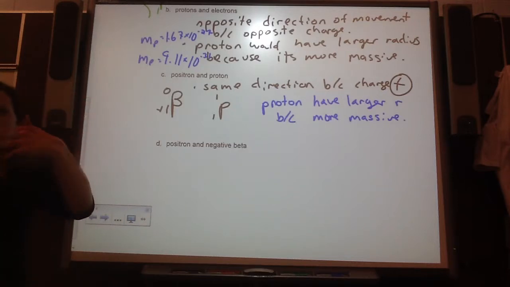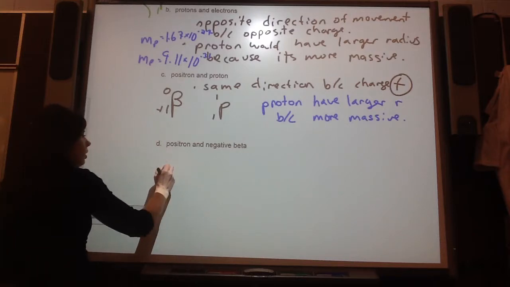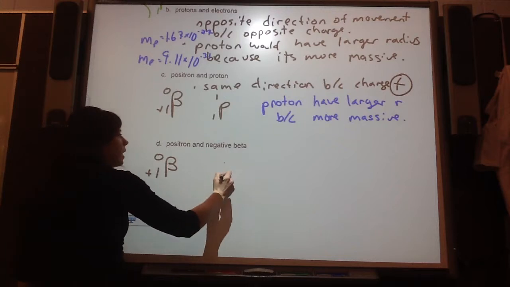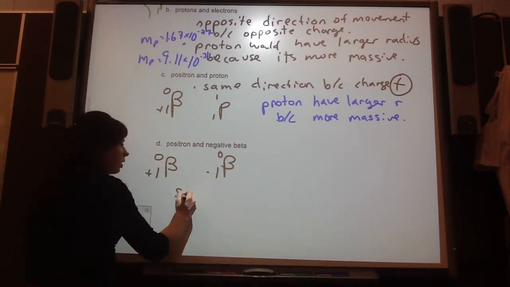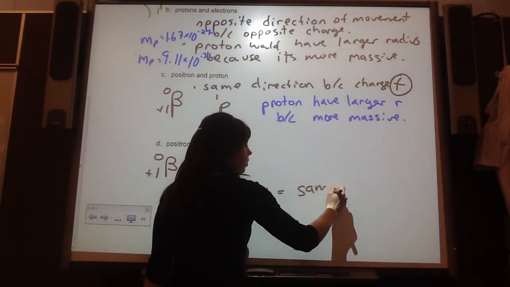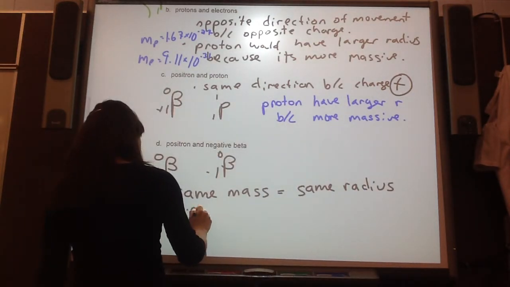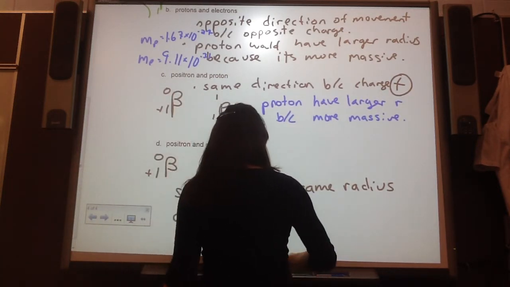Most of your workbook is going to be looking at a diagram and determining which path is which particle. That's why I'm trying to give these examples. So positron and negative beta. We have our positive and our negative. These are both the same mass, so that will mean the same radius, but they're a different charge, so they'll be going in opposite directions.